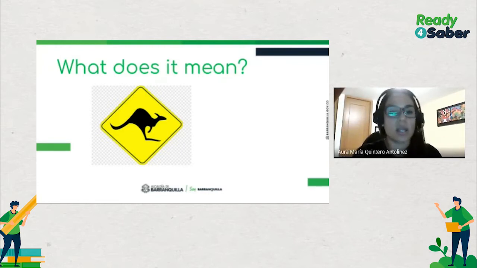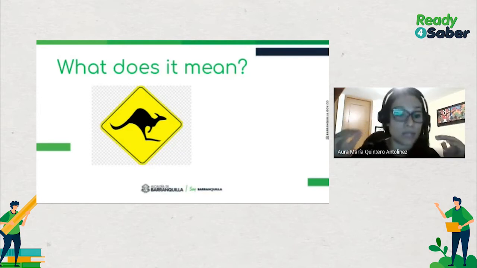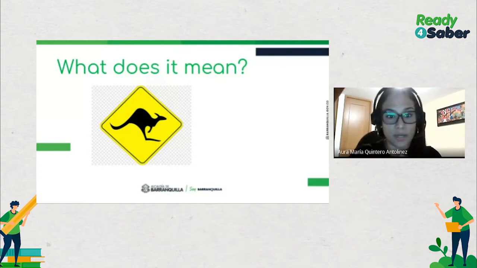Okay, prevention. How can you prevent something here? ¿Cuál es la idea aquí? Tú vas manejando, tú ves la señal, ¿qué tienes que hacer? O sea, te está previniendo. Muy bien, que hay animales, puede haber animales en el camino. ¿Qué debes hacer entonces? What do you have to do then?